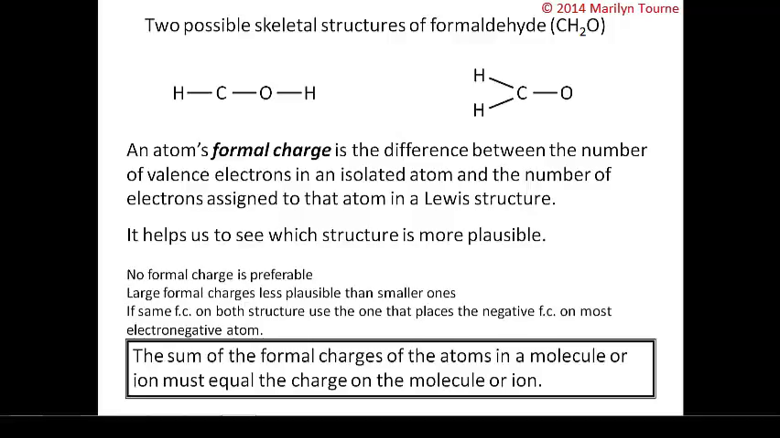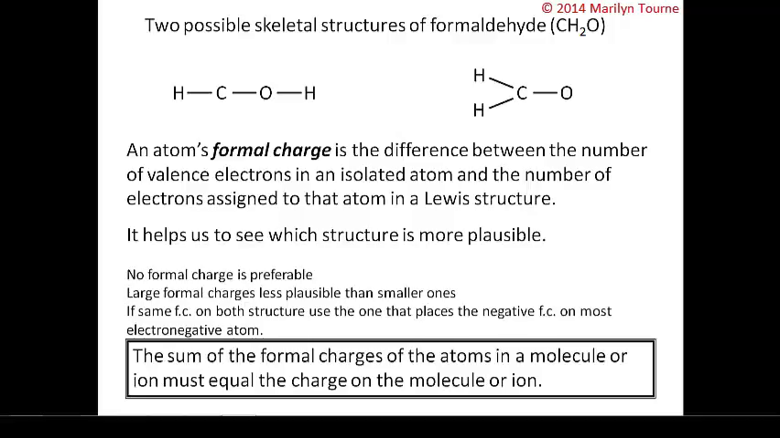If you have the same formal charge on both different structures, then use the one that places the negative formal charge on the most electronegative atom. This sounds like a lot of stuff, but I'm telling you, once we do it in class, it's super easy and it actually helps you.